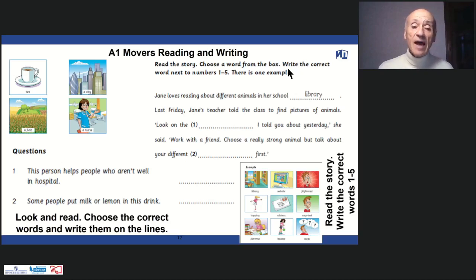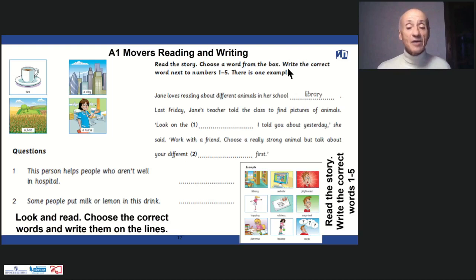This person helps people who aren't well in hospital. And who is that? What person helps people who aren't well in hospital? A nurse, of course, it's a nurse.